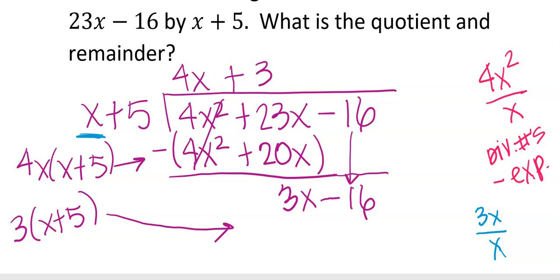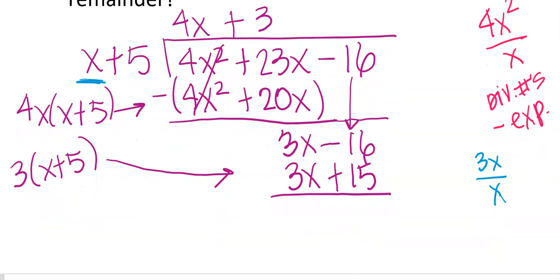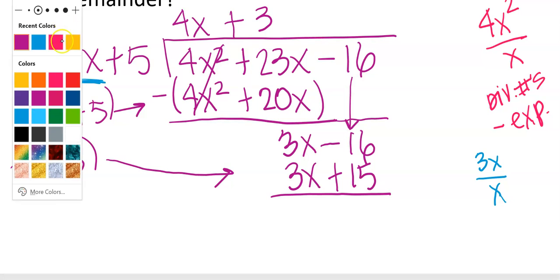Gave you that one. Okay, so it's kind of like a little mini distributive property. So 3 times x would give you 3x. And 3 times 5 would give you positive 15. And then we are subtracting the whole thing.